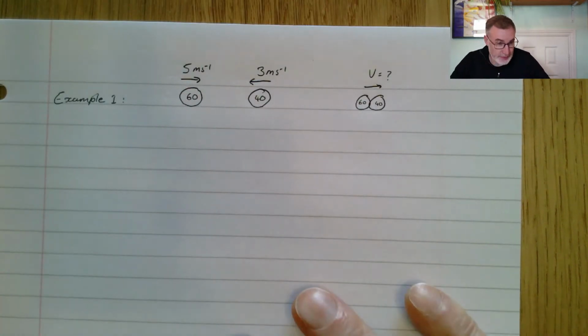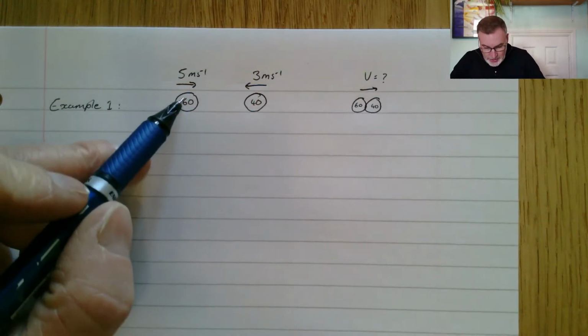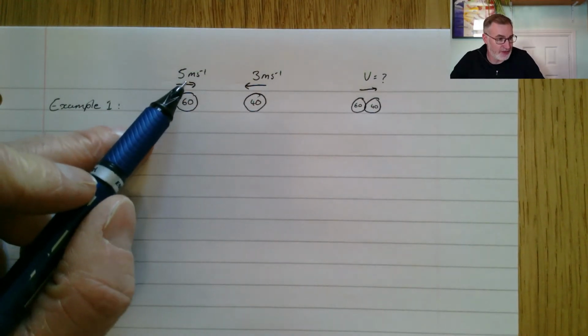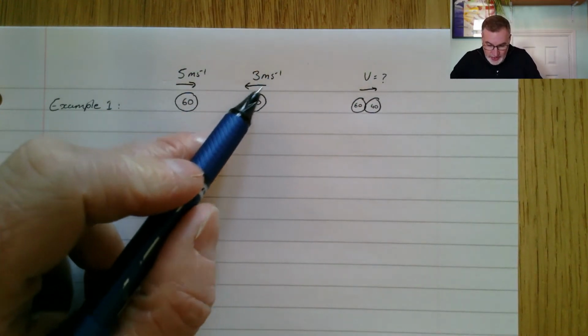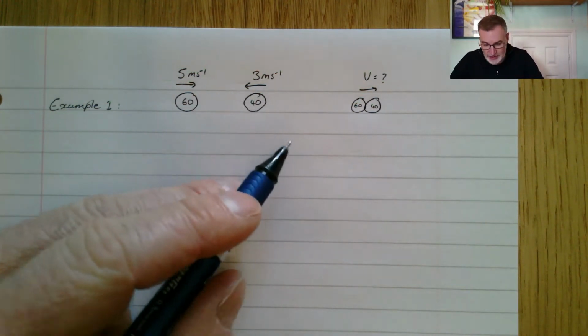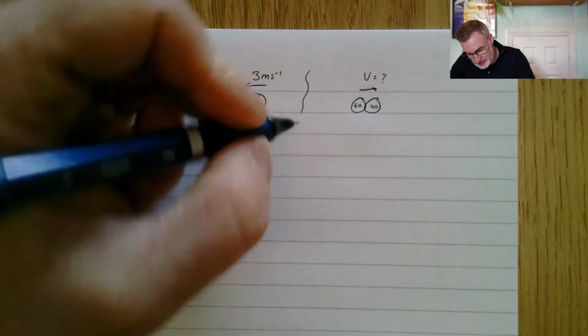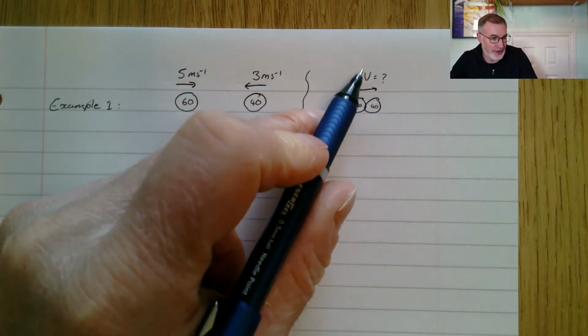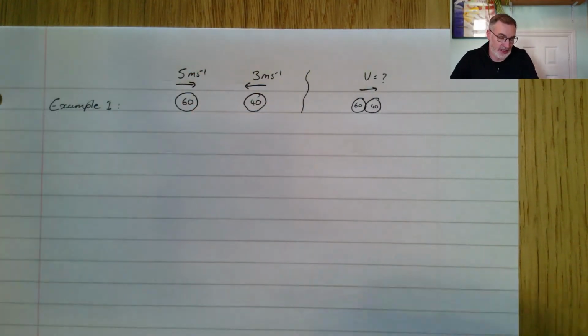We'll start with something really simple. So we have a 60 kilogram mass moving at 5 meters per second to the right, and a 40 kilogram mass moving at 3 meters per second to the left. They collide, there's a collision, and they stick together, and the velocity is doing something.